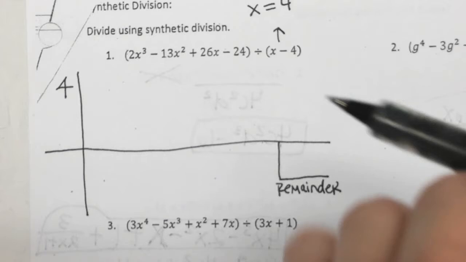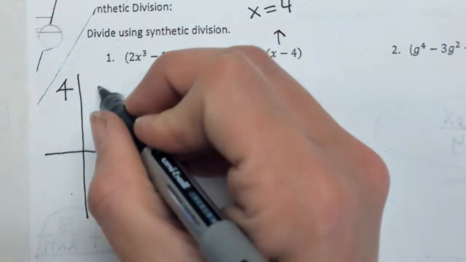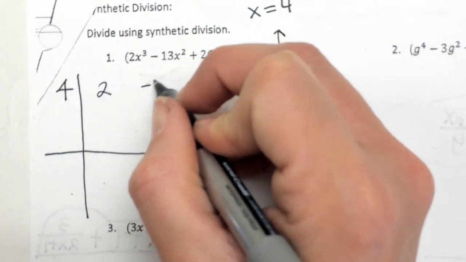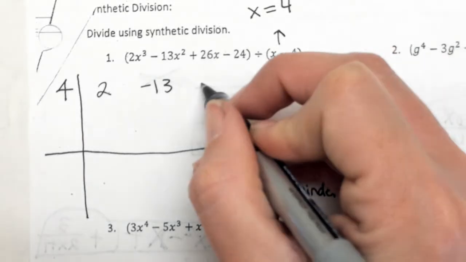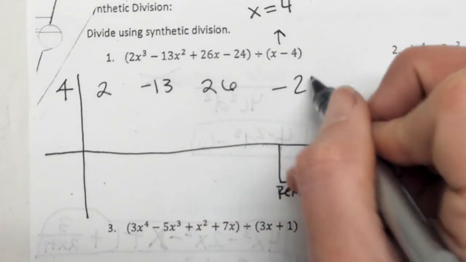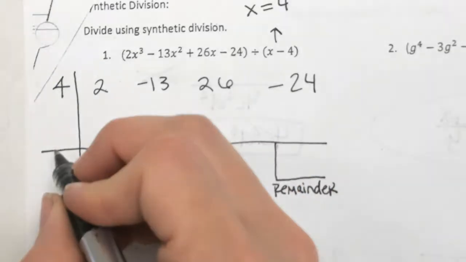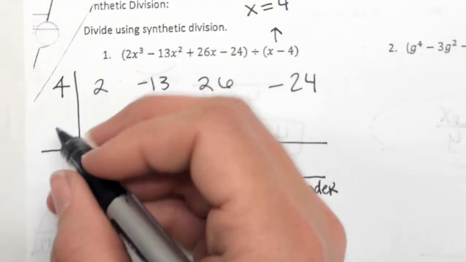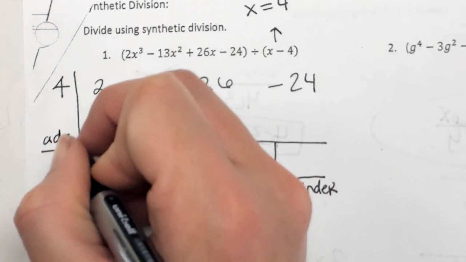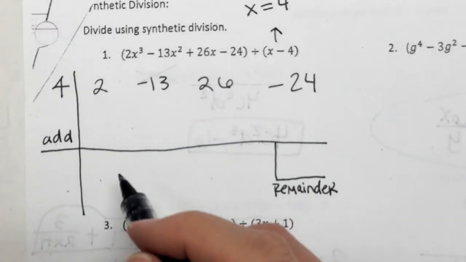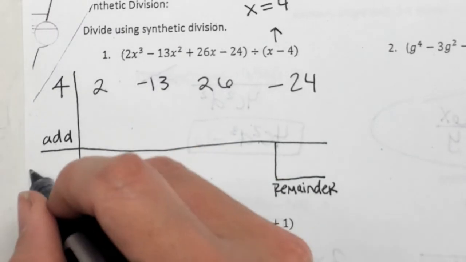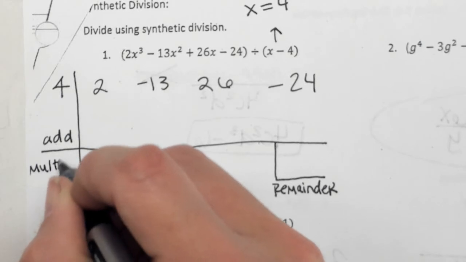Tell me the coefficients in order. 13, 26. And, yep. So everybody understand where we got that from, just the coefficients. Alright, everything above this line, you're going to add. Put add right here. Everything above this line, you're going to add. Everything below it, you're going to multiply.